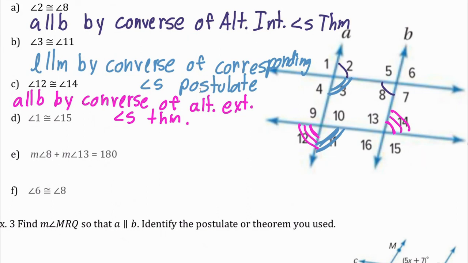Okay. So we're looking at angle 1 and angle 15. One thing we may notice about this is these don't share a transversal. And so that's a problem. Because these don't share a transversal, we actually don't have enough information to make any conclusions.